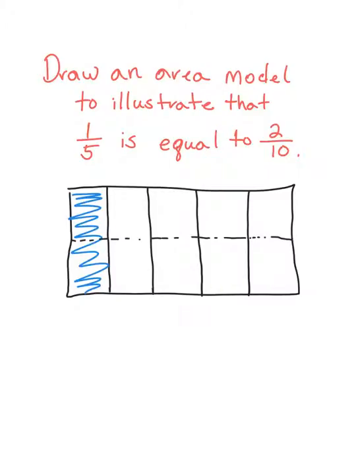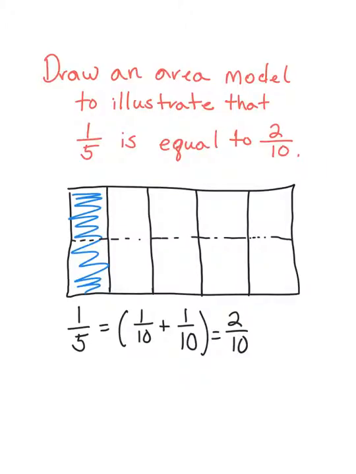So if we wanted to decompose this, it would look like 1/5 is equal to 1/10 plus 1/10, which is equal to 2/10. And that's what we have here. We have 1/10 and we have another tenth. 1/10 plus 1/10 does equal 1/5 because 1/10 plus 1/10 is 2/10. So that's how we can decompose it using the sum.